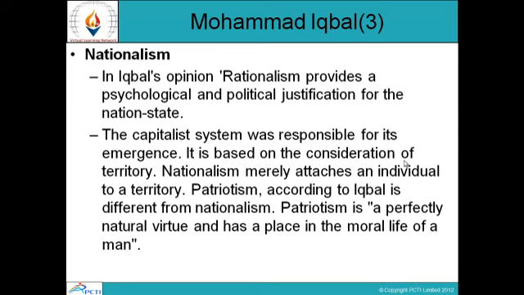Rationalism provides a political justification for why the nation state exists, and also the psychological justification. The capitalist system is responsible for the emergence of the consideration of territory. Nationalism merely attaches an individual to the territory. Patriotism has a special place in the moral life of a man, so it is different from nationalism.